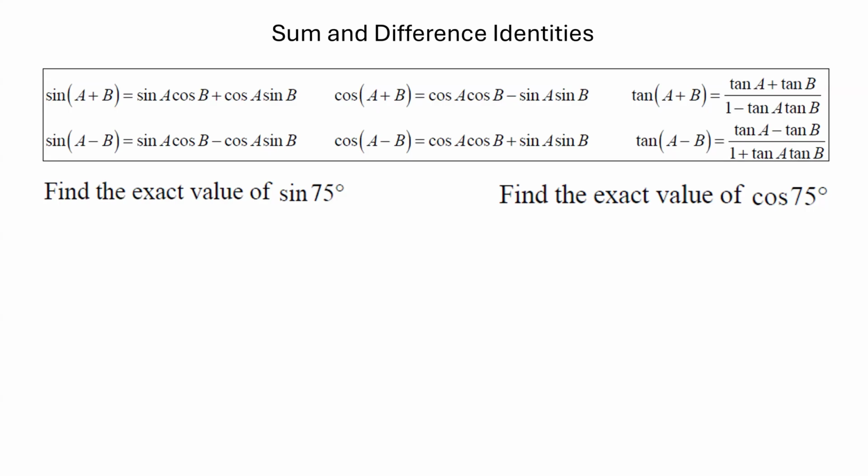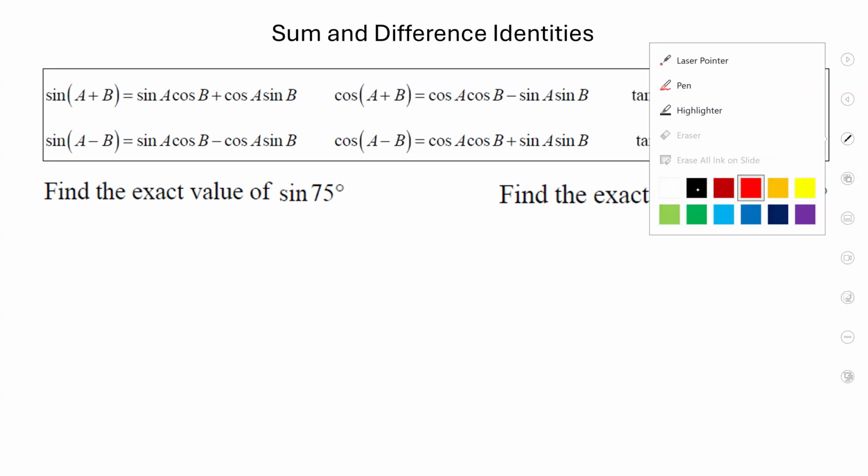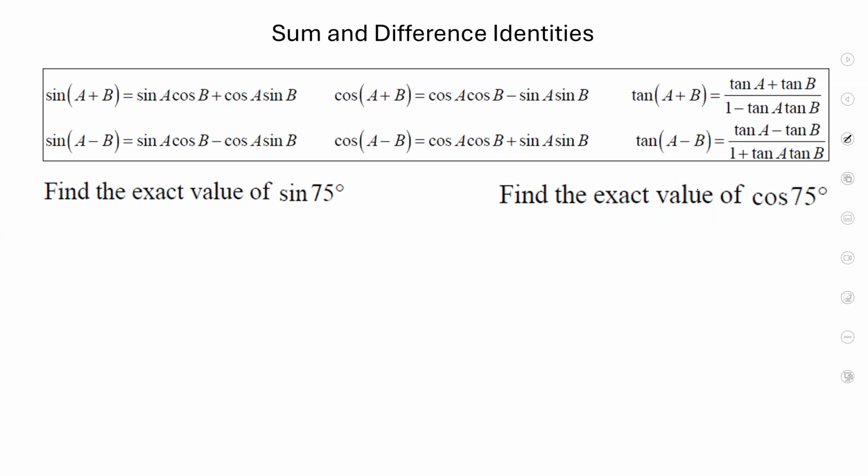Today we're learning sum and difference identities. So these are the 6 identities that you need to know. Let me show you an example. We want to find the exact value of sine 75. This is not one of the ones we have memorized on the unit circle.